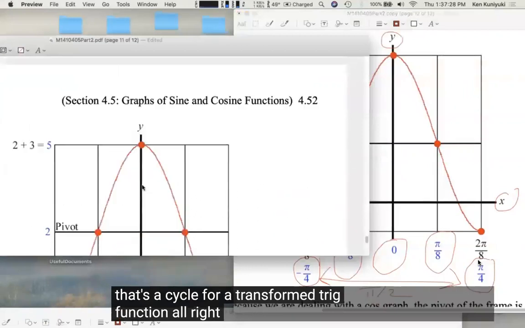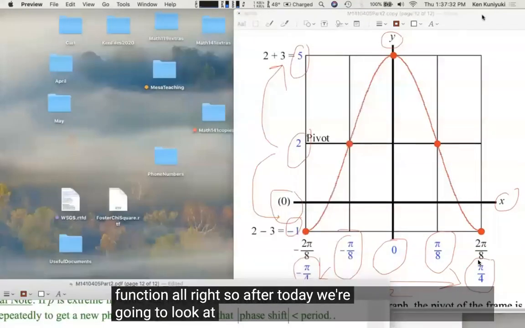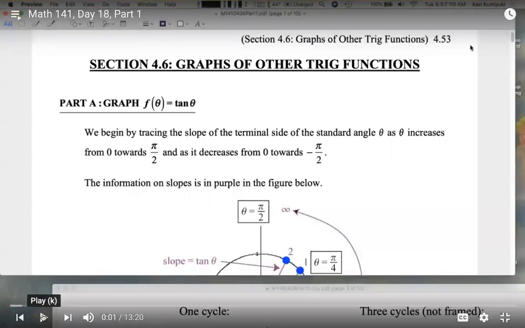All right. So after today, we're going to look at the other 4 trig functions. So it's pretty much done anyway. Okay. All right. So we're at 9:30. I'm on time. We'll deal with tangent and others next time. It's been a good day, but I will stick around for questions as promised.